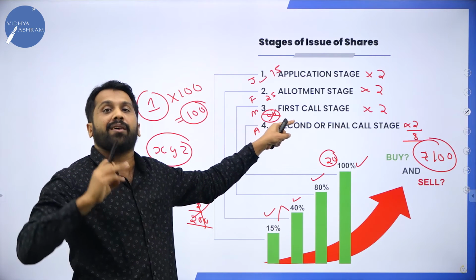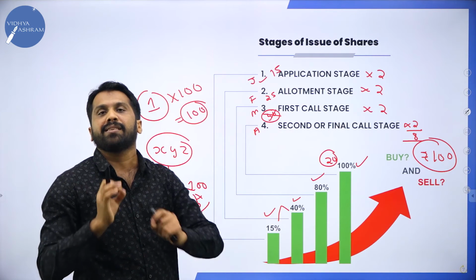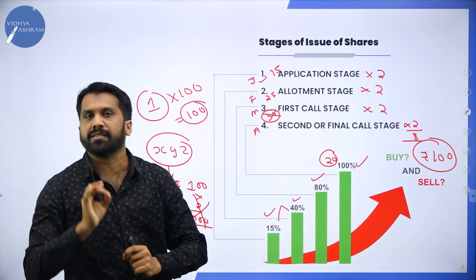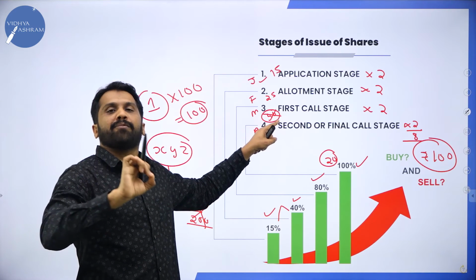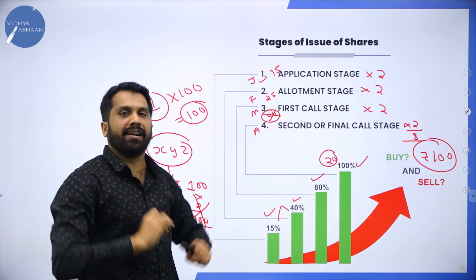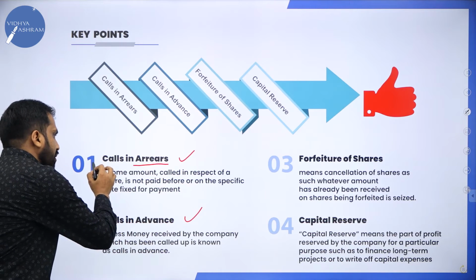Whichever not paid on time is called as calls in arrears. Clear? So whichever not paid on time, we call it as calls in arrears. So calls in arrears you understood.